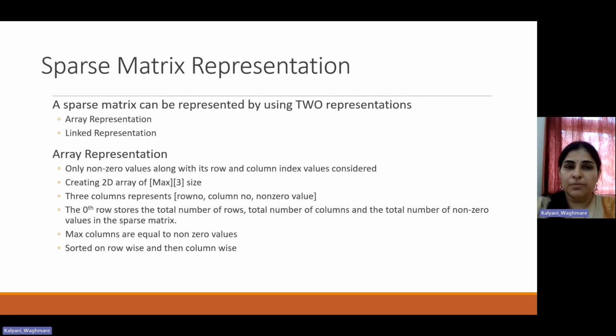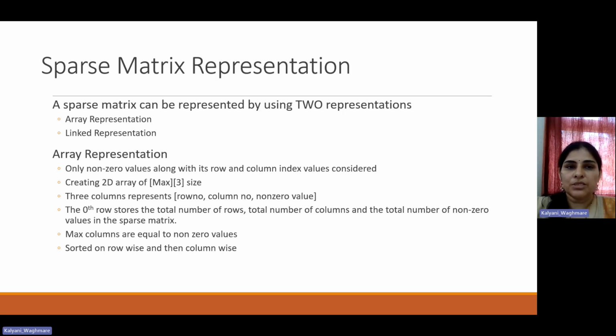We can represent a sparse matrix by using arrays as well as by using linked lists. So we have two methods of representation: array representation and linked representation. First, we will concentrate on array representation. So how are we storing a sparse matrix by using arrays?